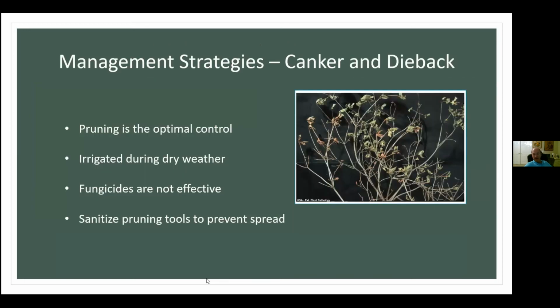Pruning affected branches is the best control option. The best time to prune is late dormancy before the buds break. Any branches showing wilt or discoloration should be pruned out and destroyed. Minimize physical damage to the plants, as pruning wounds can provide a route of entry for the fungus. Water plants to prevent drought stress, especially during late summer and autumn. Also, don't forget to sanitize the pruning tools between cuts by dipping them in rubbing alcohol or bleach solution to destroy any fungus that might remain on the tool itself.